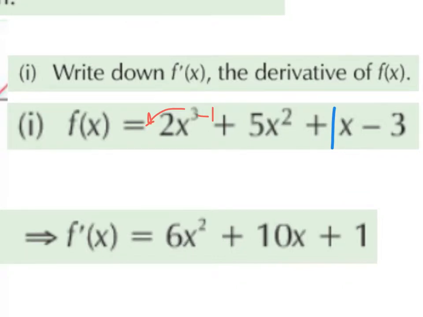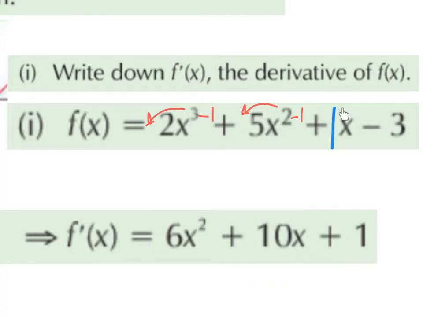Next we want to differentiate 5x squared. So again we bring the power down in front. So we get 2 multiplied by 5, which is 10. And we reduce the power by 1. And 2 minus 1 is 1. So we get 10x to the power of 1, which is really just 10x.